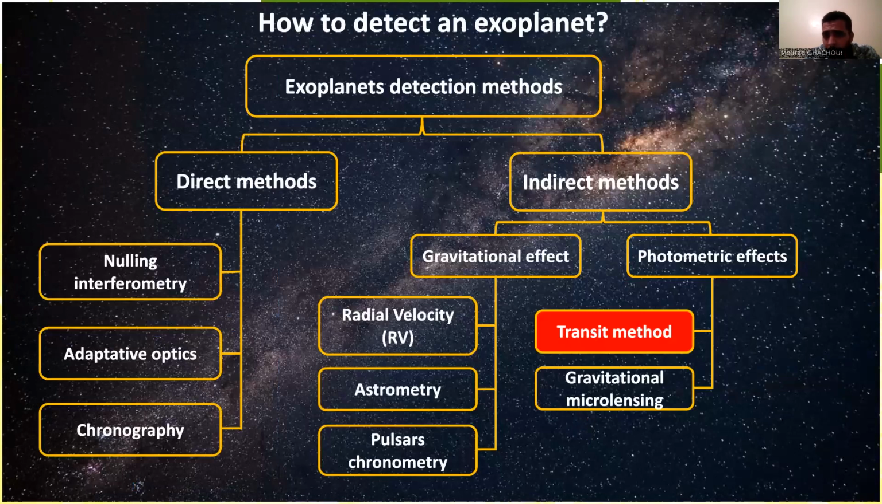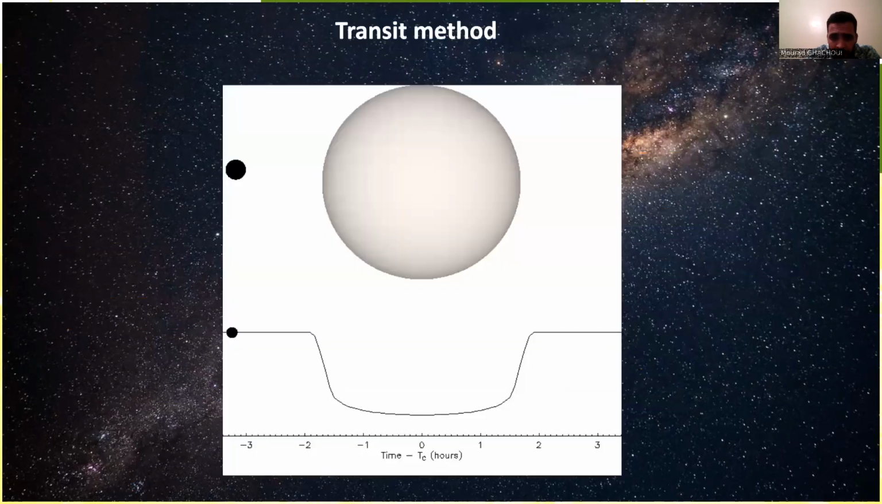But how can we detect an exoplanet? In fact, we have two families of detection methods, direct methods and indirect methods. But in our project, we are using only one method, which is the transit method. The transit method is based simply on the eclipse phenomenon.